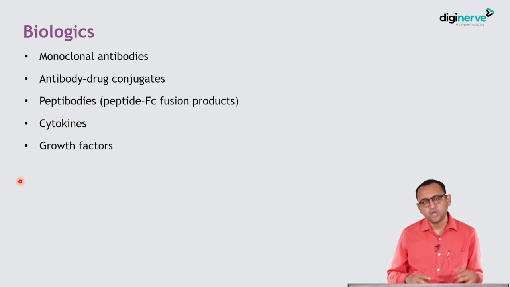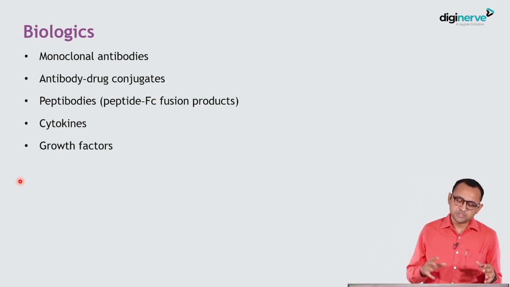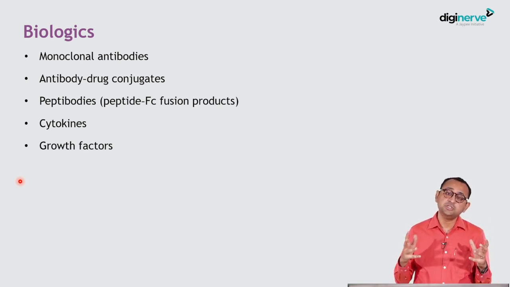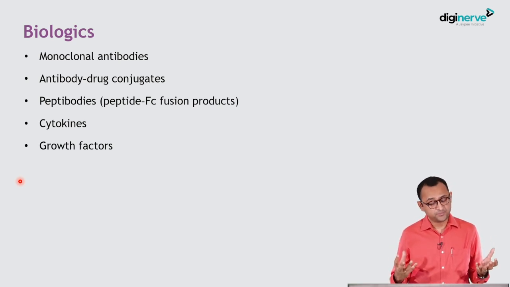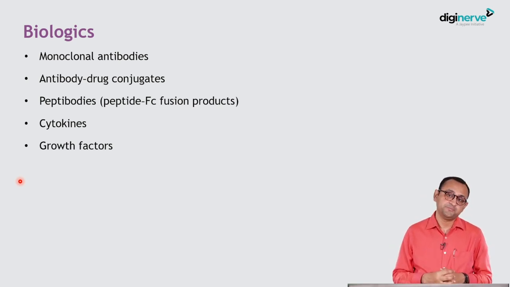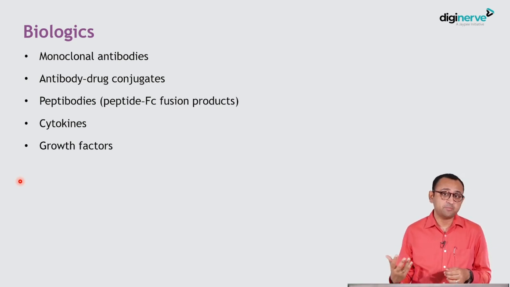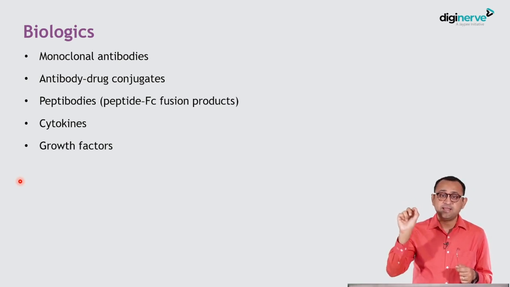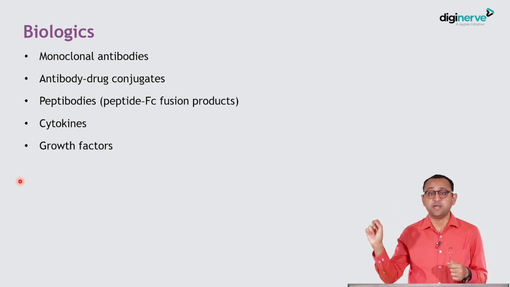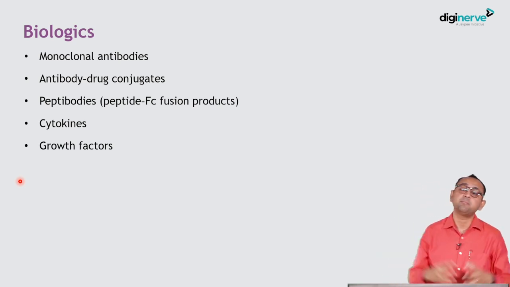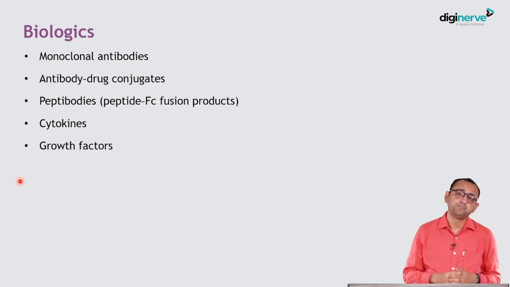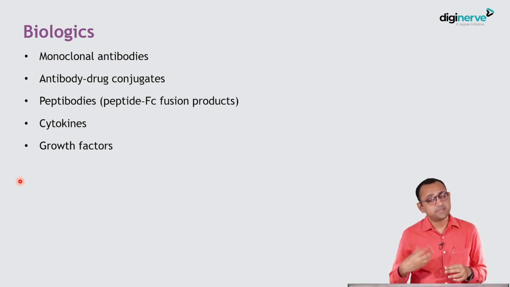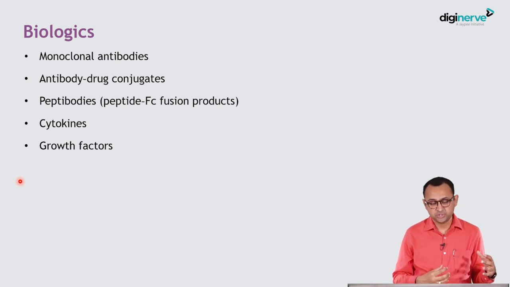When we discuss biologics, we need to know about monoclonal antibodies, antibody drug conjugates, a new concept, peptibodies. These peptibodies are a peptide plus the Fc portion of an antibody, so Fc fusion products. One part is the peptide and another part is the Fc fusion, so ultimately they produce a product. We will also discuss a little bit about cytokines and some growth factors.